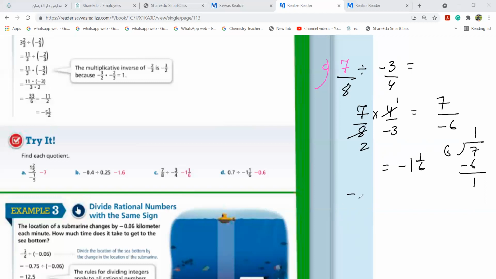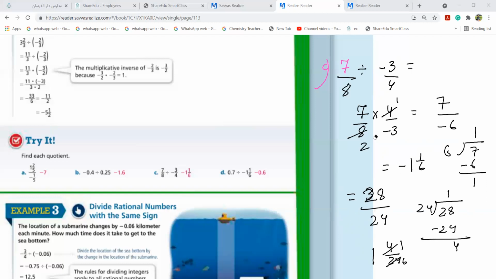Even if you do that, see, 7 4s are 28, right? Over 8 times 3, 24. So when you do this, you get 28/24. You have to simplify. 4 ones are 4, 4 sixes are 24. So you'll get the same answer. Anyway, I want to simplify first rather than simplifying at the last. But you can choose anywhere. Okay?